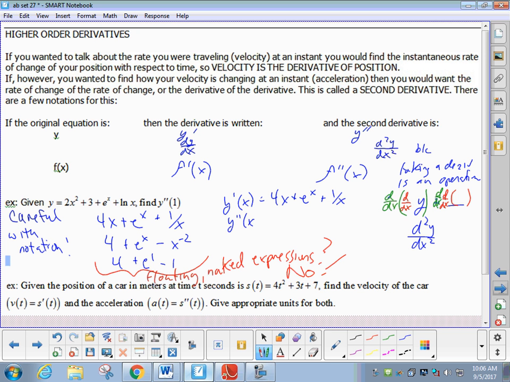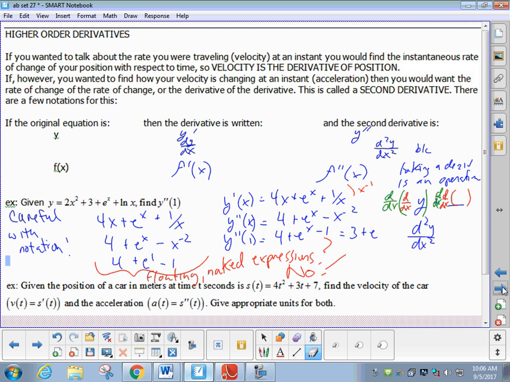Y double prime is 4 plus e to the x minus x to the negative second. In my mind, I rewrote this as x to the negative 1. Then, finally, the second derivative specifically at 1 is 4 plus e to the 1 minus 1, which I suppose you could say is 3 plus e to the 1. So your final answer is 3 plus e. And you labeled it, yes?